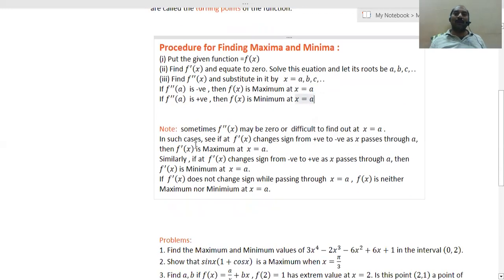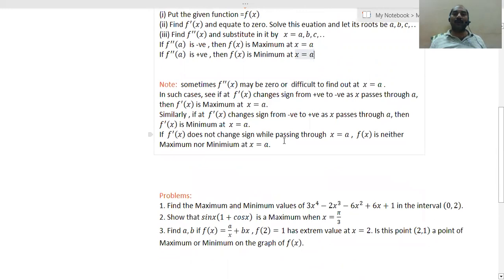This is the procedure. Maybe the derivative value may be 0. Sometimes the second derivative may not exist. At that time we require further investigation. This is the note point. No need to remember these things.